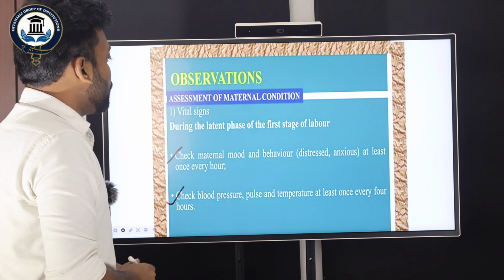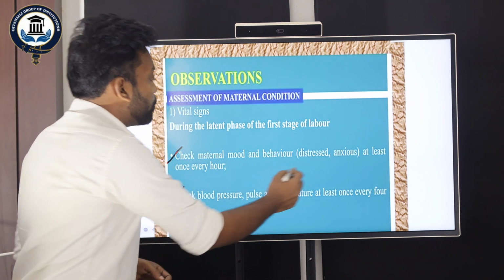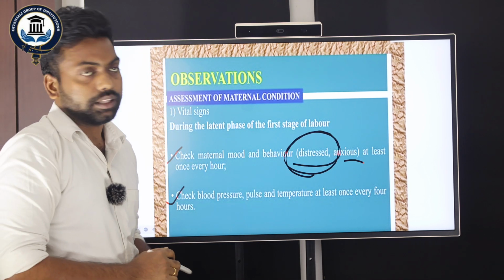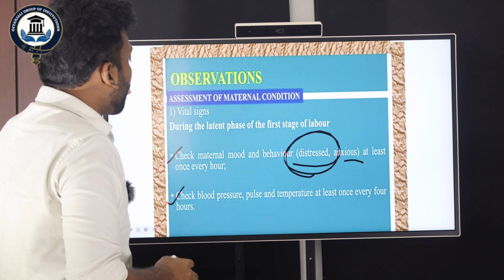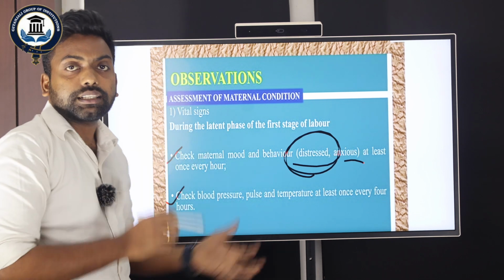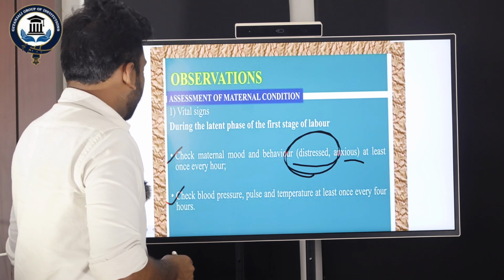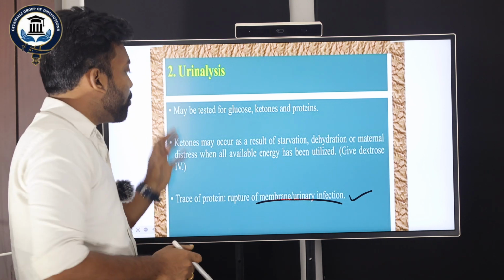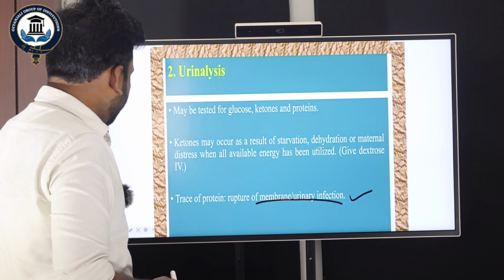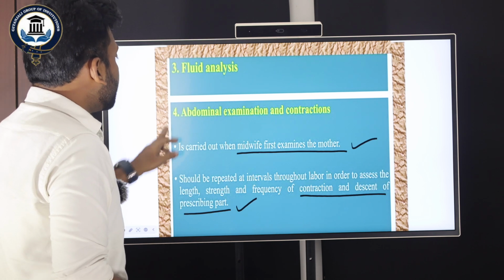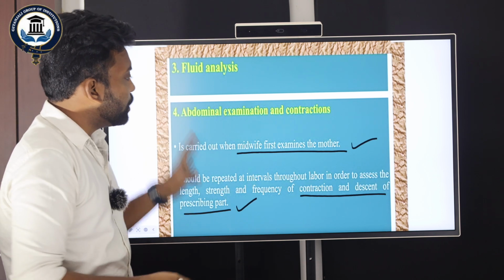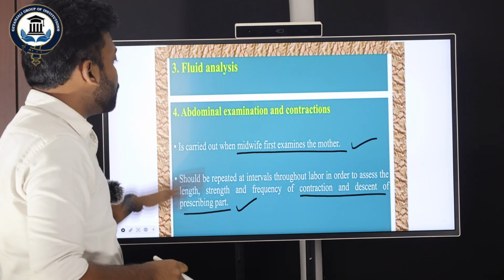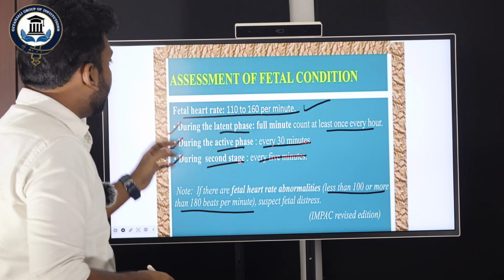And observation. Observation is very important for prevention of distress and anxiety of the mother. So you must observe the patient's vital signs as well as the mother's and baby's vitals also. Analysis of the urine is a very important thing you must do before the delivery. And the next one is abdominal examination. As I told you, abdominal examination, especially vaginal examination, we must focus on before the delivery.